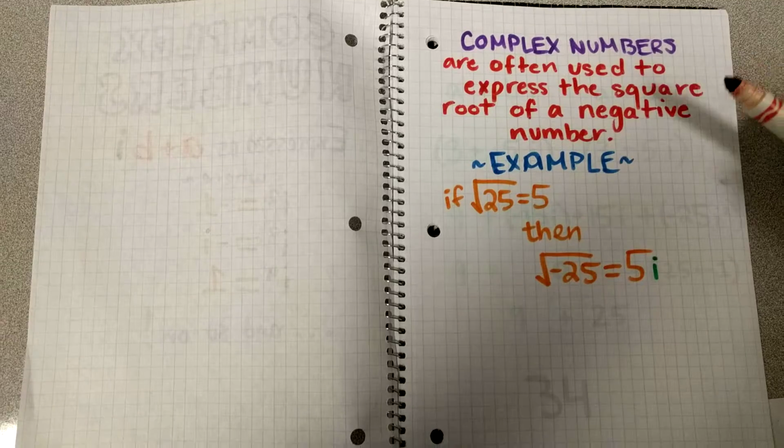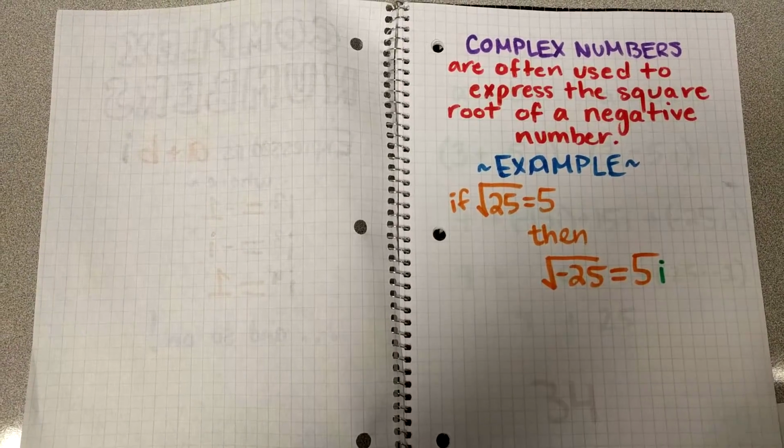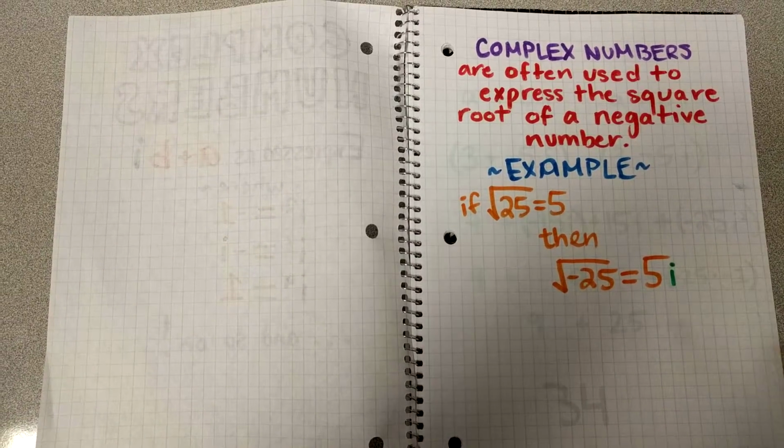So, complex numbers are often used to express the square root of negative numbers. So, if the square root of 25 is +5, then the square root of -25 would be 5i.